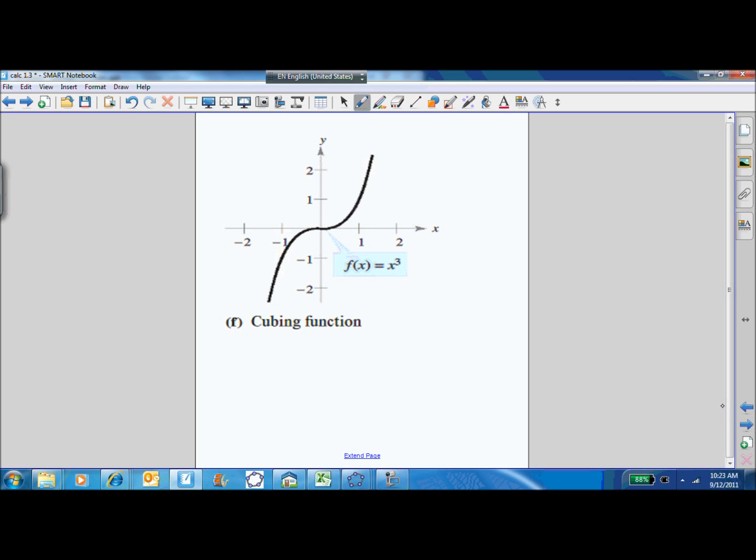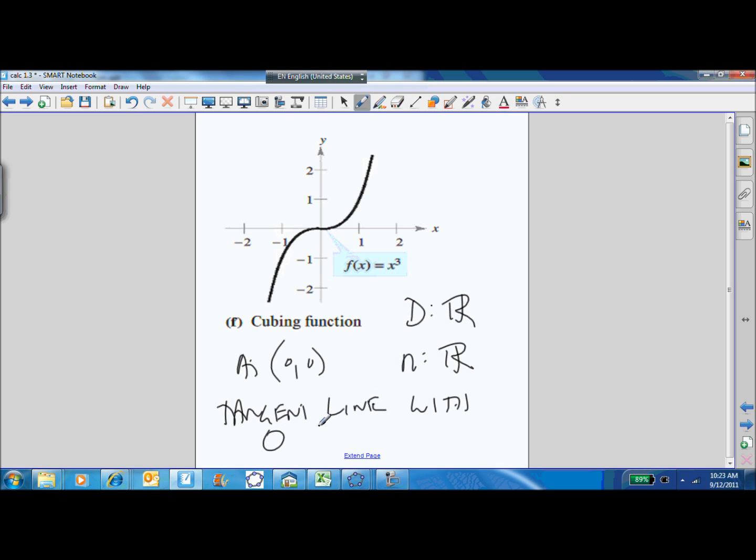Finally, the cubing function, f of x equals x cubed. The domain is all reals, and the range is all reals. You can put anything in. And noticing right here at 0, 0, it has a tangent line with 0 slope. Kind of like the same thing with y equals x squared. There's 0 slope. This is a triple root. You're passing through the x-axis, but you're flattening out as you pass through.